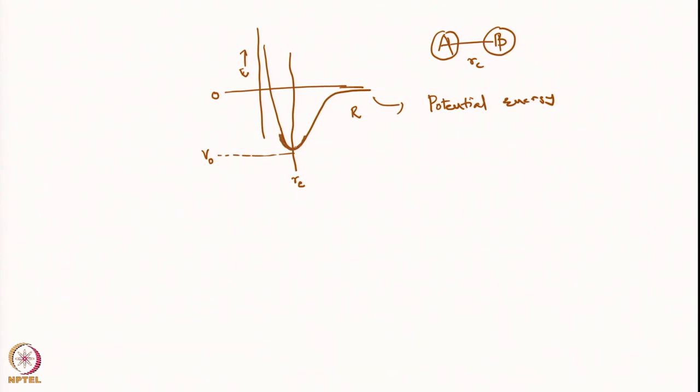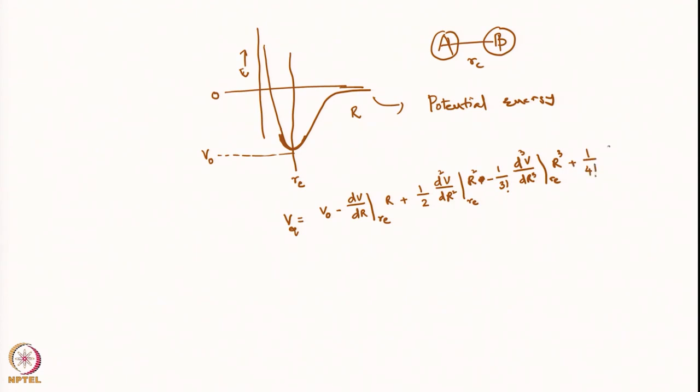one can write the potential as a Taylor series expansion. So, your V at equilibrium is nothing but V naught minus dV by dr at R_e into R, plus 1 over 2 factorial d square V by dr square at R_e into R square, minus 1 over 3 factorial d cube V by dr cube evaluated at R_e into R cube, plus 1 over 4 factorial d to the power of 4 V by dr to the power of 4 evaluated at R_e into R to the power of 4, plus etc.